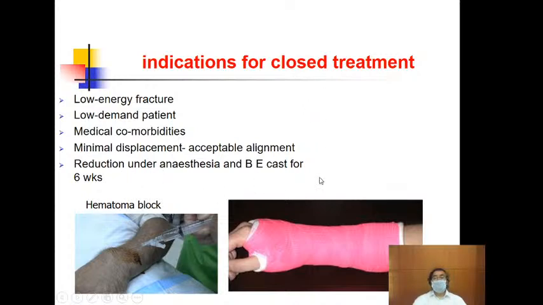And this should be there for 6 weeks. And it doesn't mean that you should leave the patient for 6 weeks. Once you put this plaster, you ask the patient to come after 2 days. After 2 days, the patient should report back to you, and you should clinically examine.